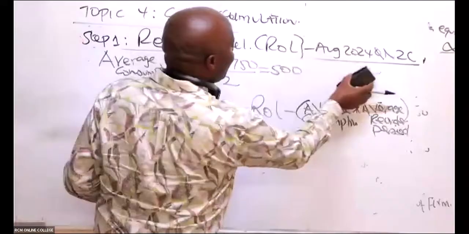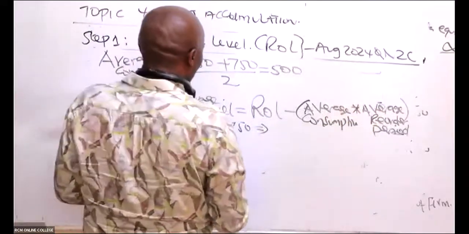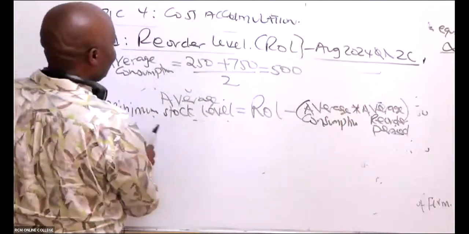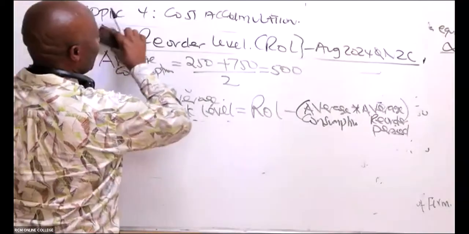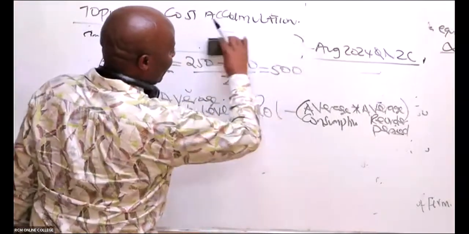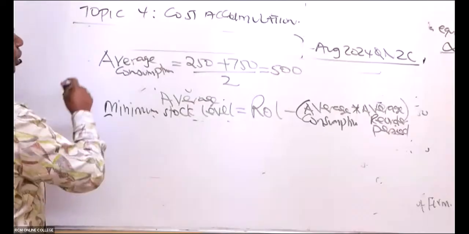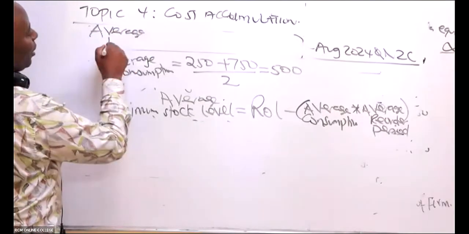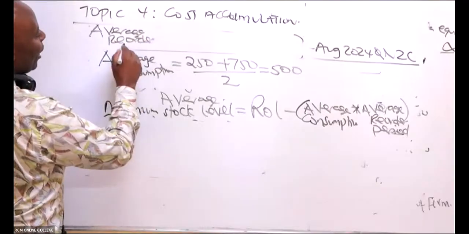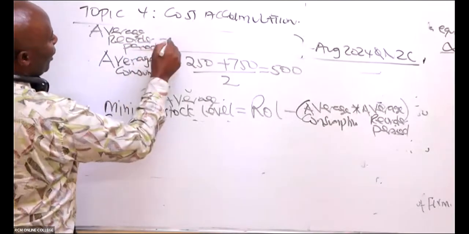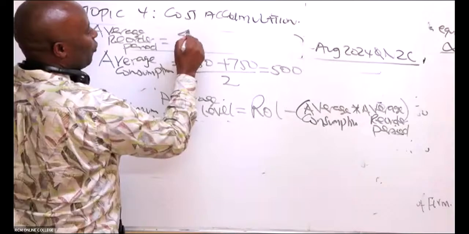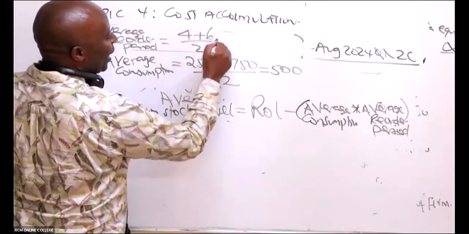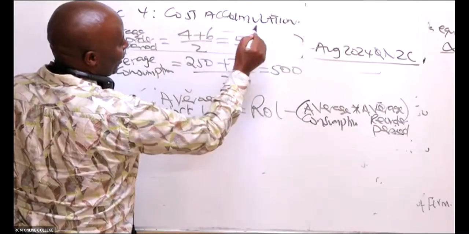How about average reorder period? Are you able to give me the average reorder period? 4 plus 6, isn't it? Divided by 2. So average reorder period equals 4 plus 6 divided by 2, which gives me what figure? 5.